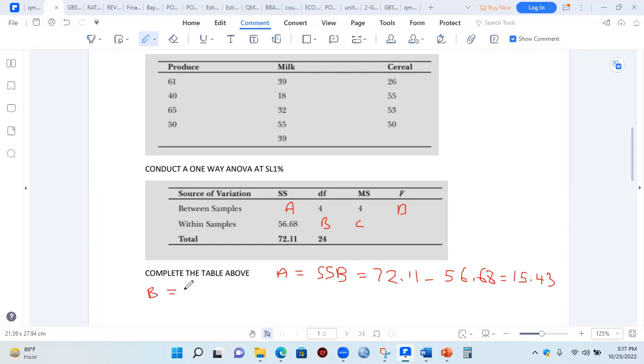How do we get the B? B is what? The degree of freedom within. We subtract 4 from 24. Since the totals must add up, we get 20.